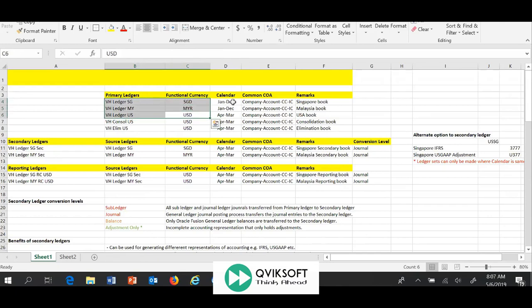My Singapore and Malaysia have an accounting calendar which is January to December, but my US has an accounting calendar which is April to March. And they are all sharing a common chart of account, which is a 4-segment: company, account, cost center, and intercompany. And this again, just a remark there.